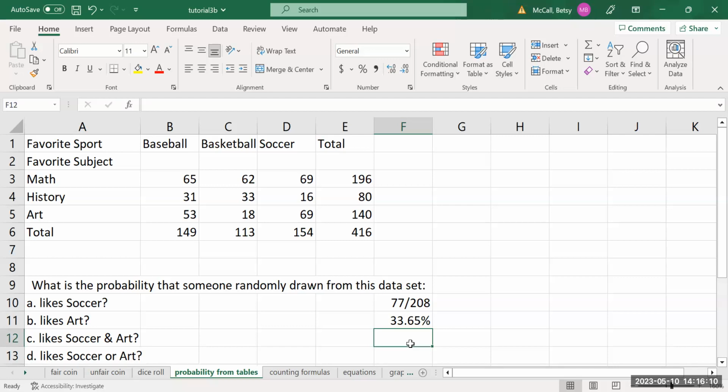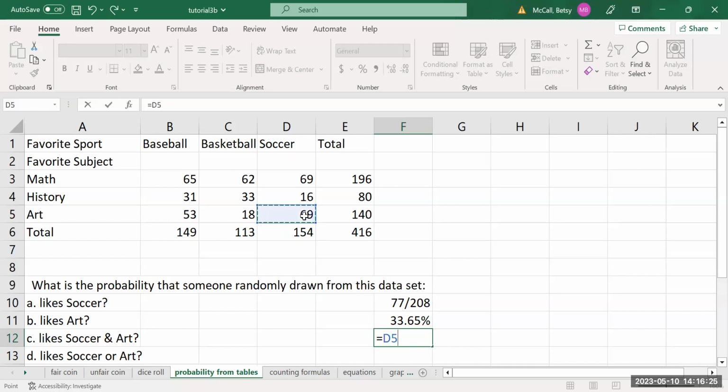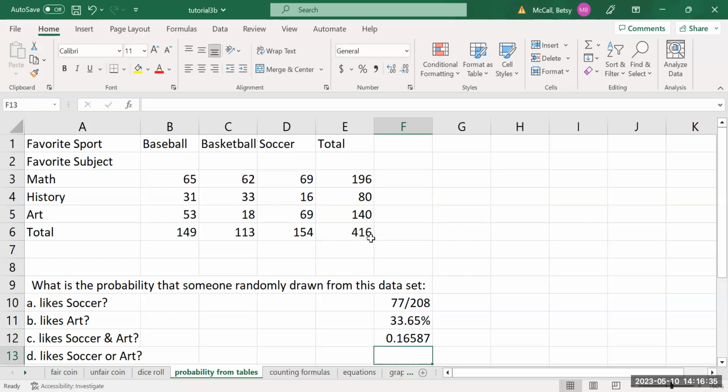And now what if they like art and soccer? Now, if they like both of them at the same time, then we need to look at the intersection of where art and soccer occur. And so here's art, here's soccer. It's going to be these 69 people. We're still looking at the total proportion in the data set. So we're still using the grand total, the total of all the totals.